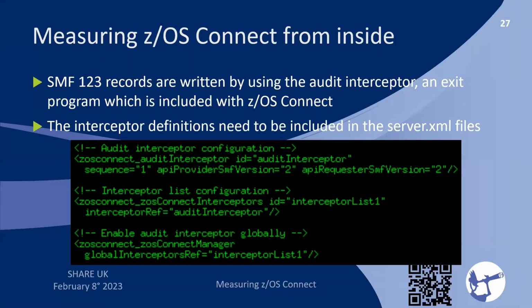Okay, the SMF 123 records are written by using the audit interceptor, and that is an exit program included by zOS Connect. The interceptor definition needs to be included in the server XML files. Now you see that the third line of this XML file says SMF version equal to 2 in the API provider. This is the one thing that you have to make sure you do.